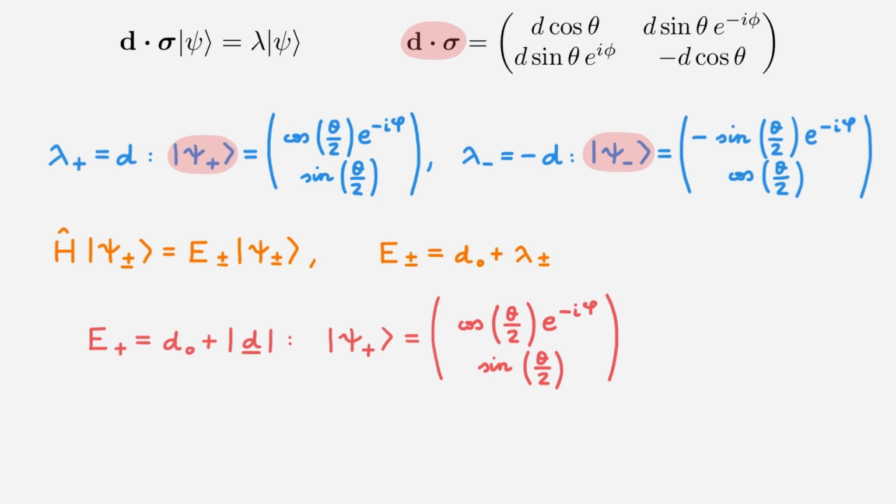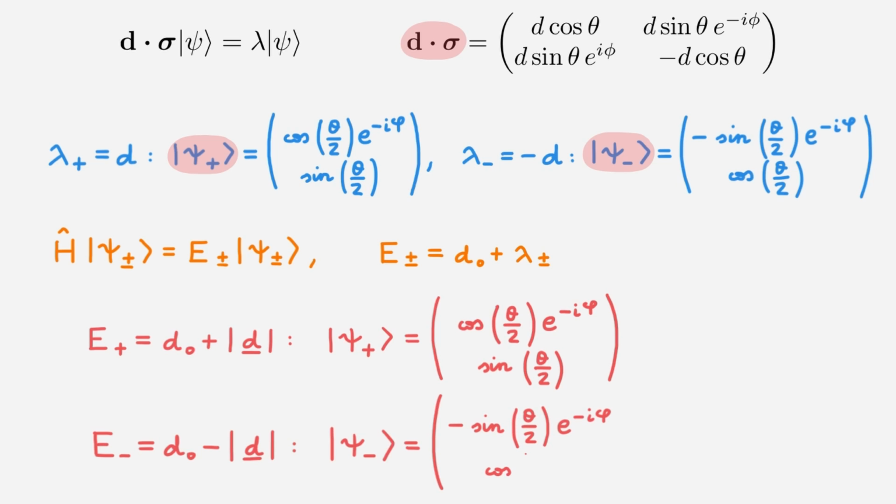And equally, for the E minus eigenvalue, we have this associated eigenstate. And so that's it. These are the energy eigenstates of a general two-state quantum system. Ta-da!